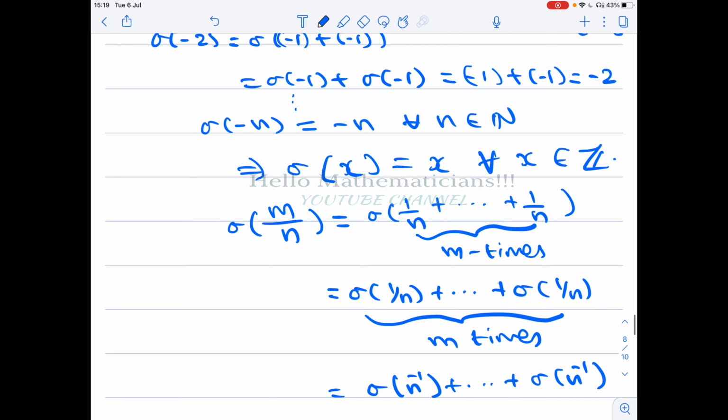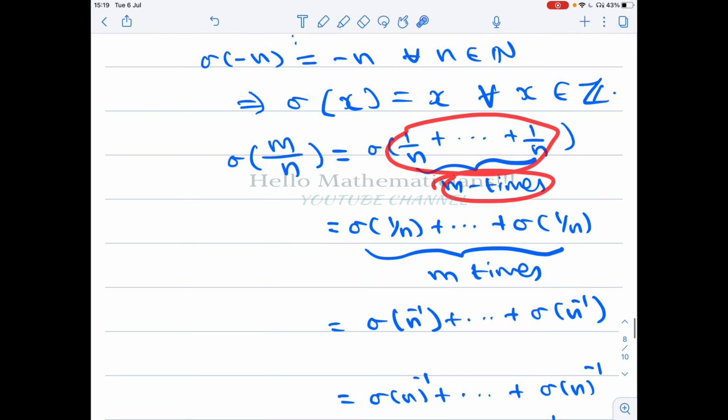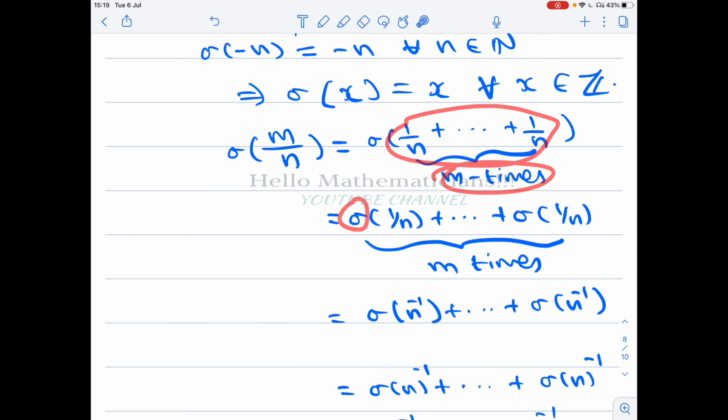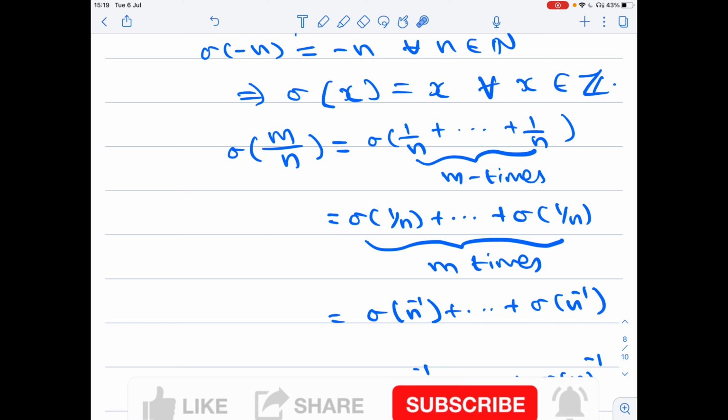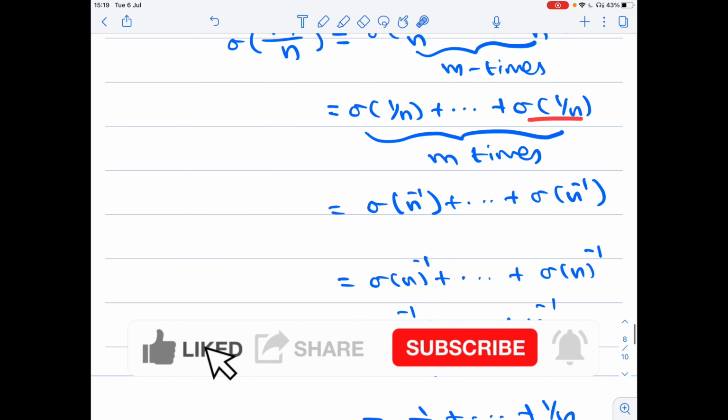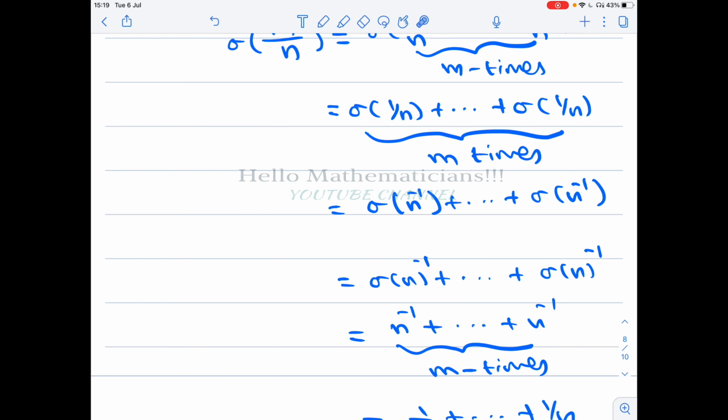Now I take an arbitrary fraction, a rational number m by n. This can be written as 1 by n added to itself m times. Now sigma is an automorphism, therefore it respects addition. So we can break it into sigma of 1 by n plus etc., sigma of 1 by n, m times. But 1 by n is n inverse, right? n inverse is the simple notation for 1 by n, the inverse of n with respect to multiplication.